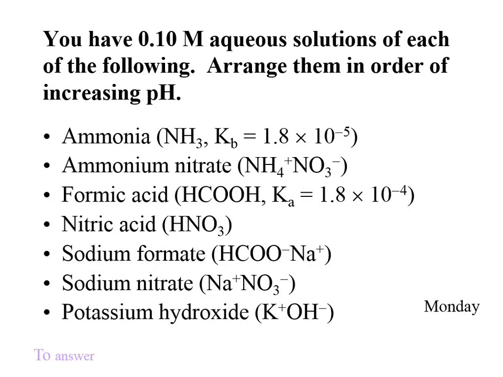This is a classic problem. We've been talking about weak acids, weak bases, strong acids, strong bases. And so we just basically have a blob of stuff here, and you're supposed to say which one has the lowest pH, most acidic, which one has the highest pH, most basic, right?